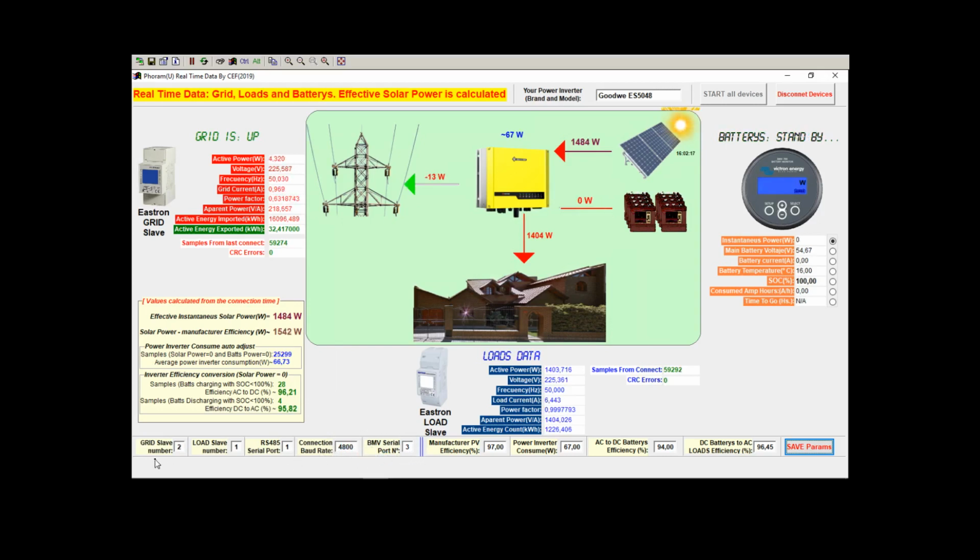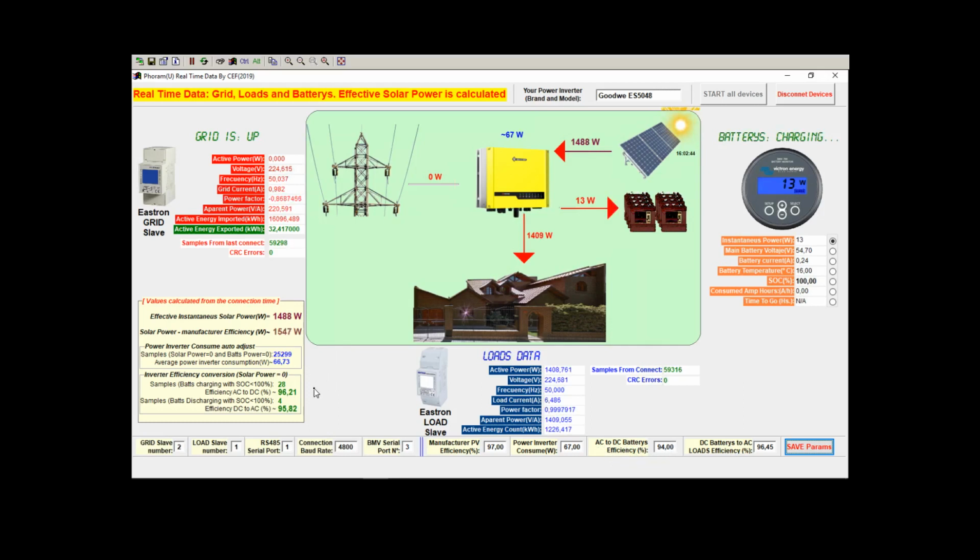From the tests I did, I realized that it is possible to obtain, approximately as averages, the following information from any power inverter. 1. Power inverter consumption in watts. 2. Conversion efficiency from alternating current to direct current for charging the batteries of the power inverter. 3. Efficiency of conversion of direct current into alternating current when the batteries are discharged feeding the loads.